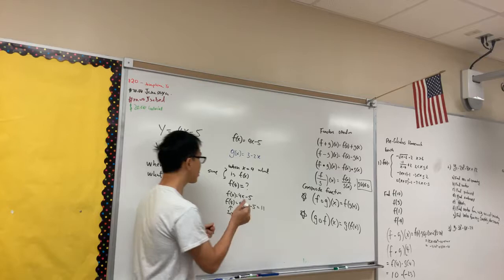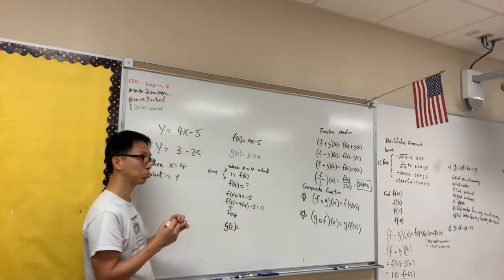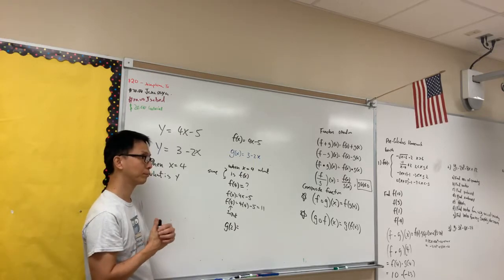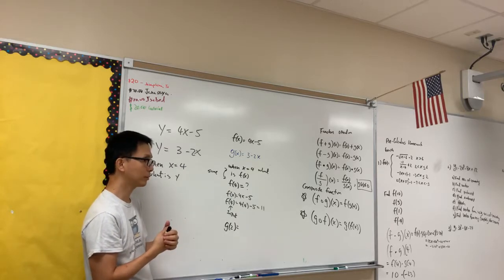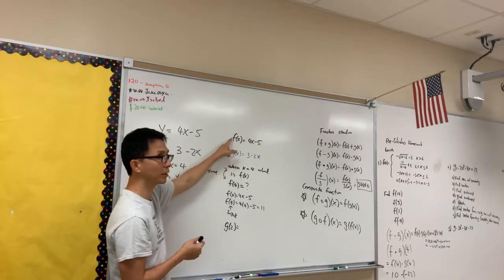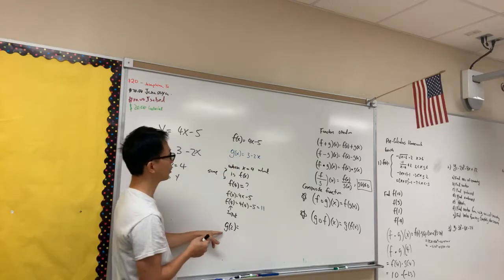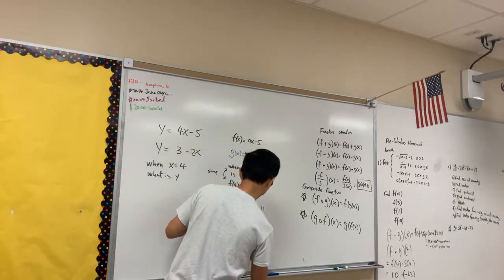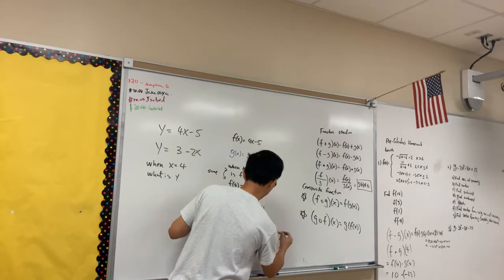So what if I were to ask you, what is g of 2? Do you know how to do that? What is g of 2? Who says next one? Good. Why? Just plug in 2. But do I know which function to plug into? I'm going to plug into the g function. I don't want to plug into the f function, I want to plug into the g function. So that's going to be 3 minus 2 times 2. That's equal to 3 minus 4, which is equal to negative 1.